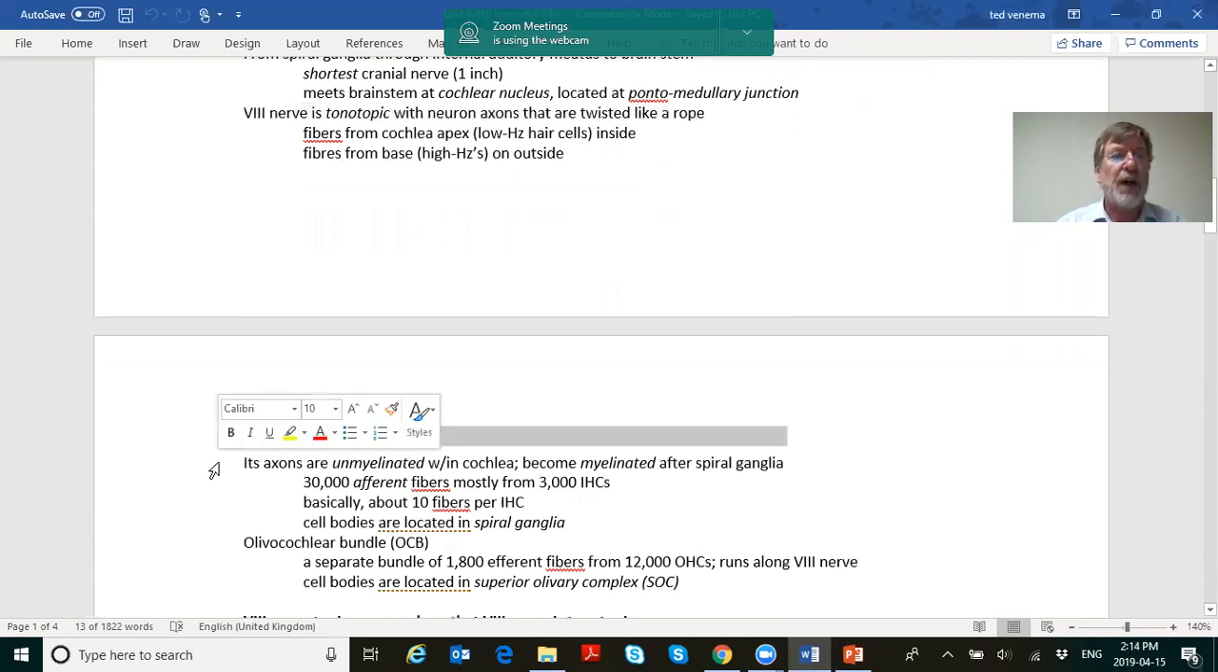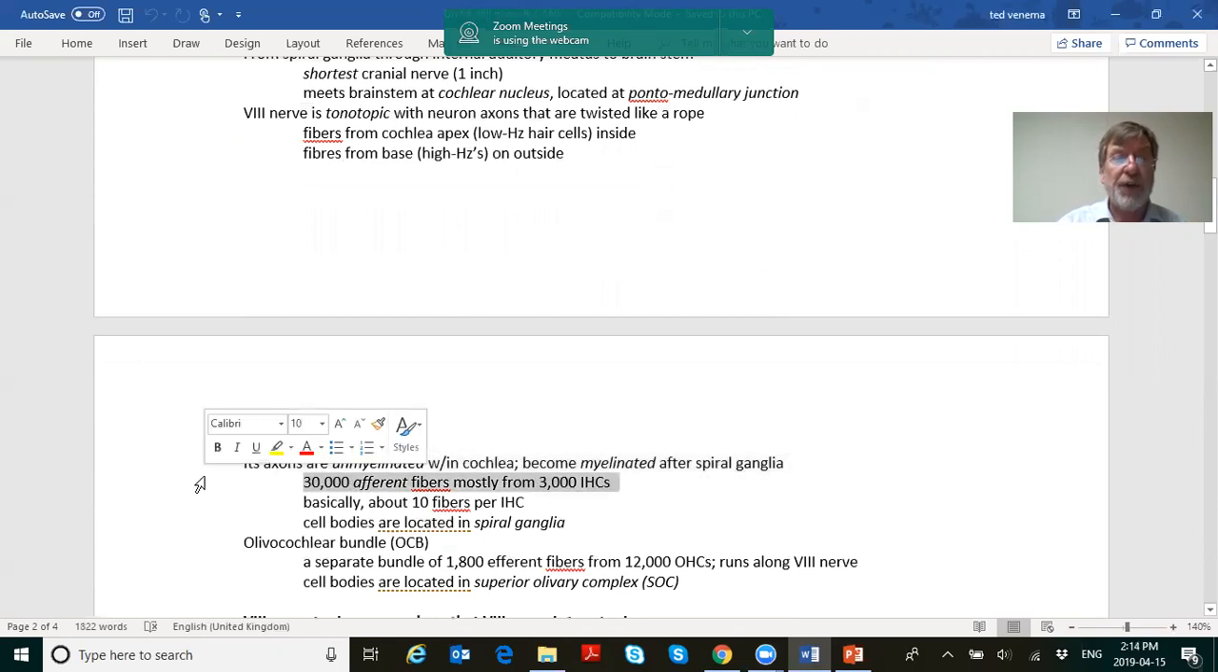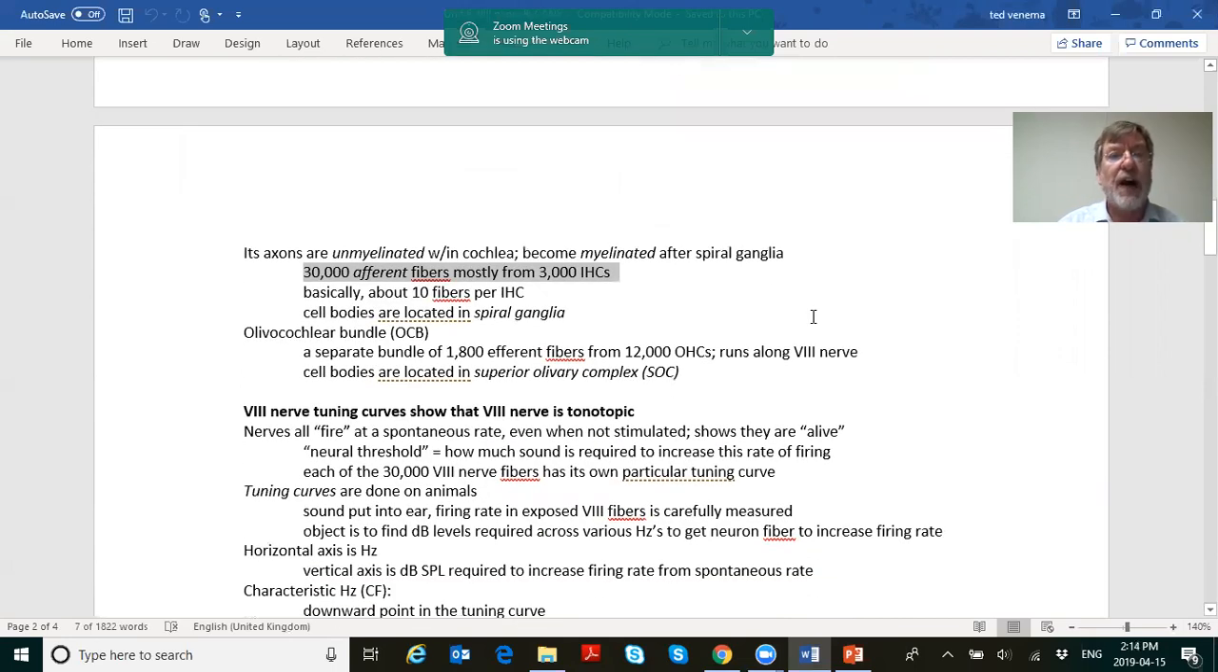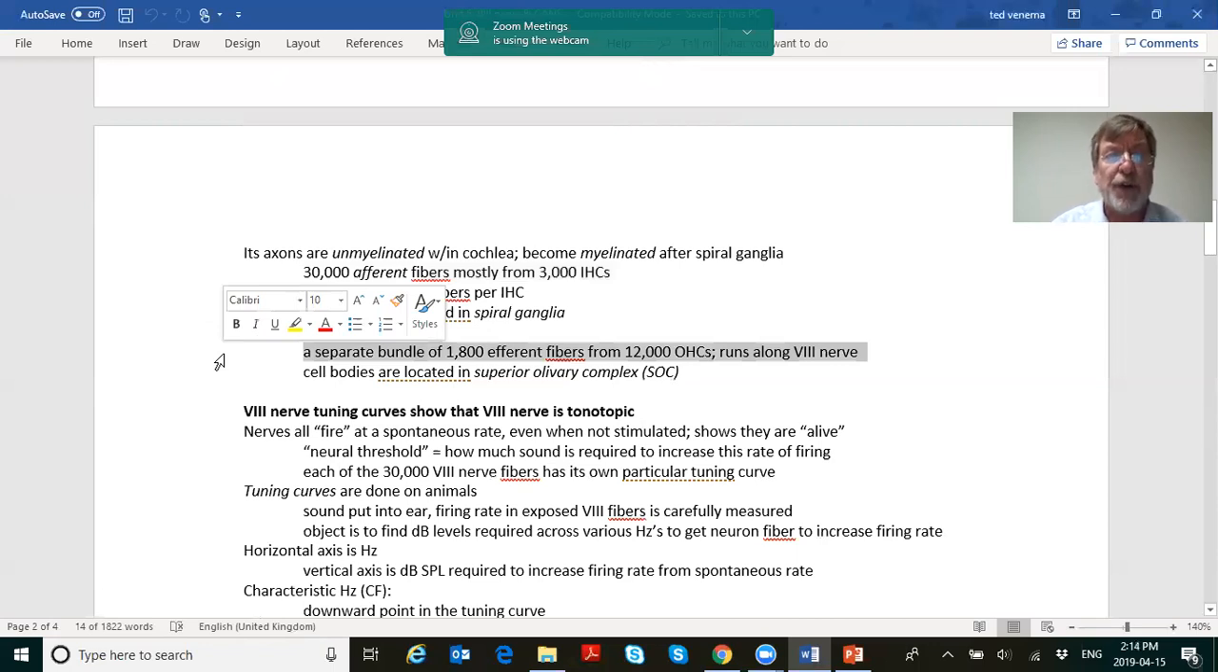We talked about its axons, one axon being unmyelinated between the spiral ganglia and the inner hair cells, and the myelinated axon between the spiral ganglia and the brain stem, as that it had 30,000 afferent neuron fibers servicing 3,000 inner hair cells. That's 10 fibers per hair cell. We talked about the olivocochlear bundle last week. That's the nerve running along the eighth nerve, but in the opposite direction. So have a look at the numbers here. 1,800 fibers having to serve 12,000 outer hair cells. So you can see that the innervation patterns are totally different.